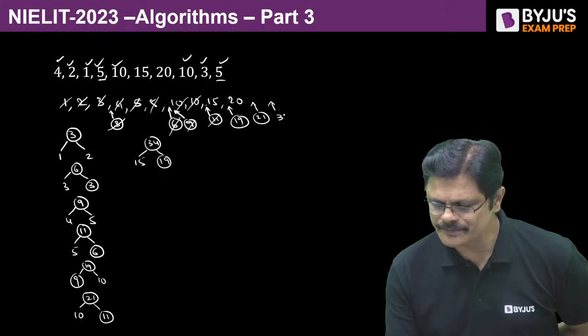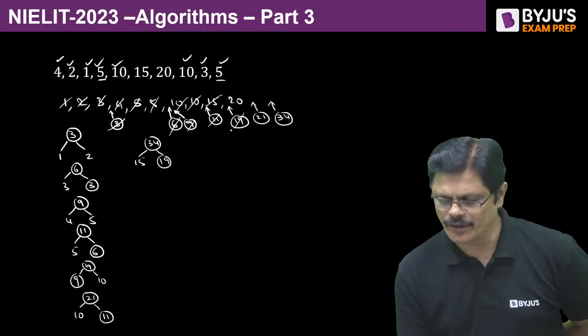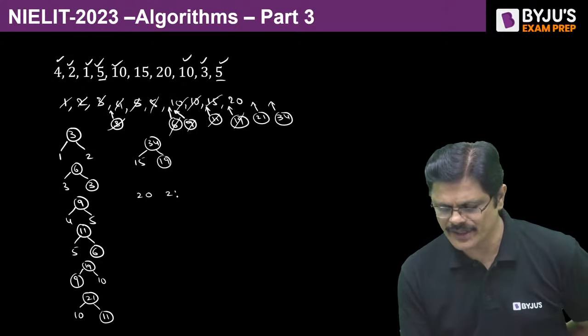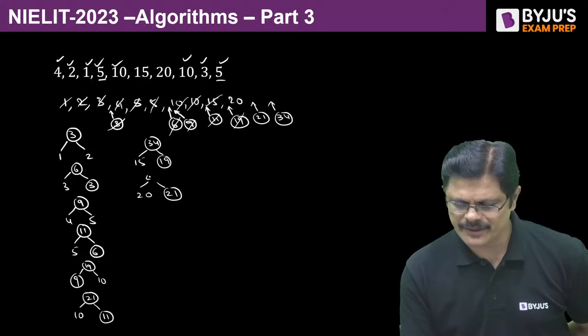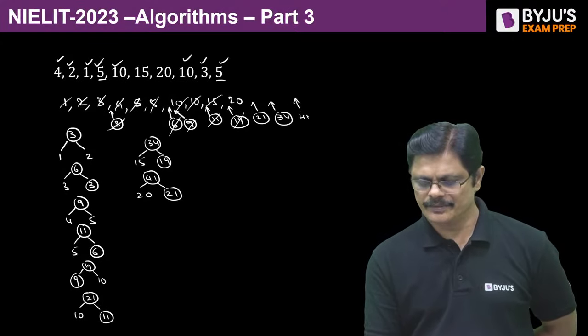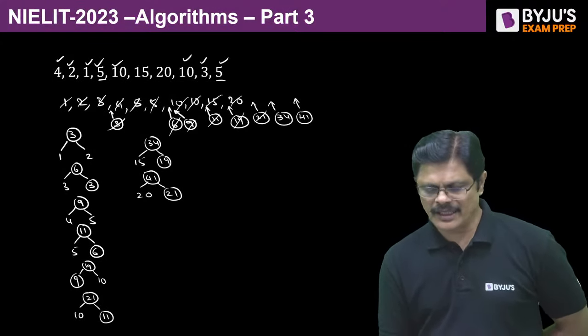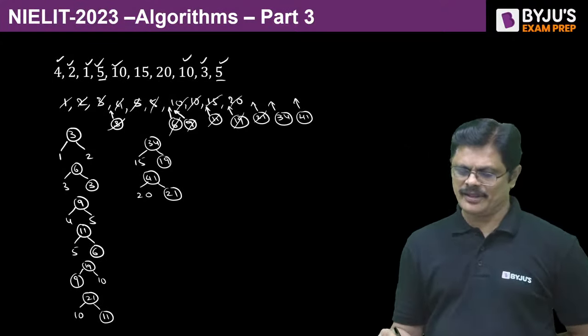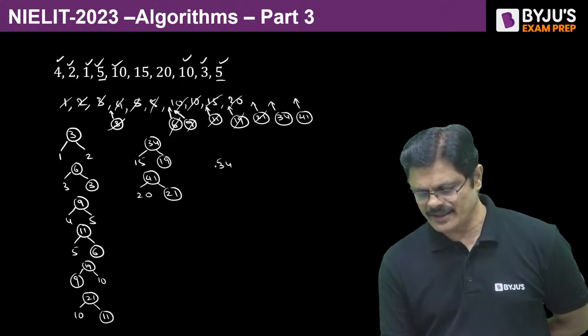34 will go here. 15, 19 are gone. Now 20, 21 forms 41. 41 should go here. Now 20, 21 are gone. The last final is 34 and 41. 34 and 41 is the final.